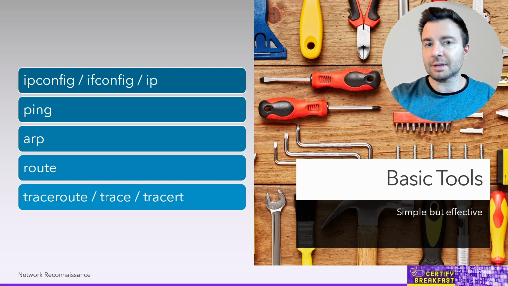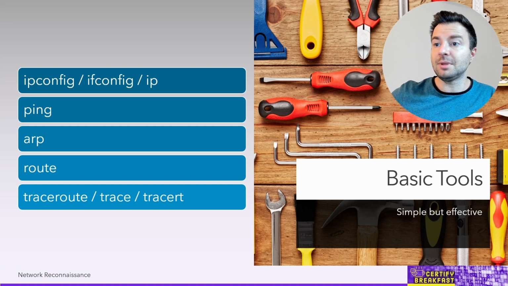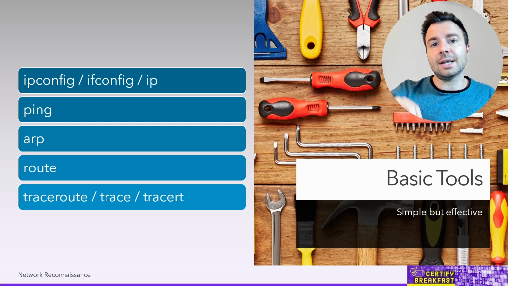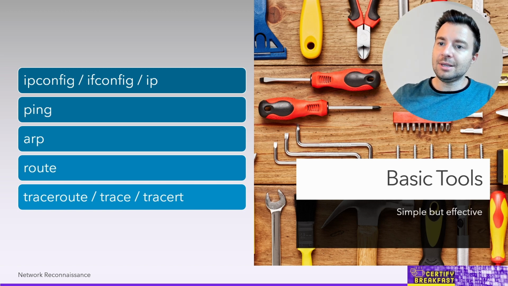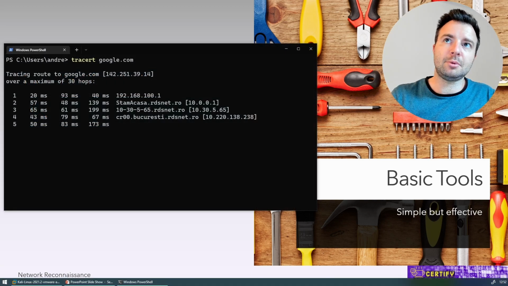So if we are directly connected with the destination, we're in the same network, well, traceroute is pretty much going to work just like ping. But if we are trying to reach a destination from the internet or from some other network out there, we might be interested to see what are the network nodes through which our packets have to pass in order to reach that destination, and also how long those packets actually take to reach that destination. On Windows, for example, we get the tracert command.